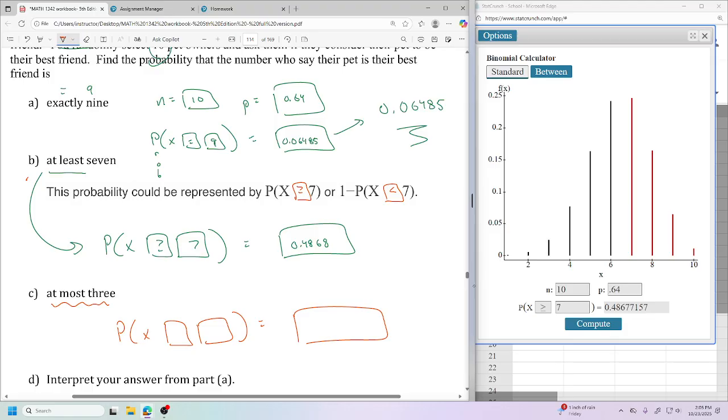Like 3 is the most, right? So what else could be a possible number? 2, 1, even 0, right? Less than or equal to 3. Equals 3 is still okay, but yeah, 1, 2, even 0. 0 people think that their pet is their best friend, right? So those are all possibilities.